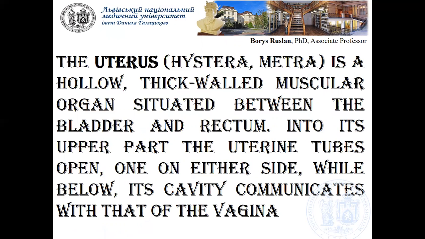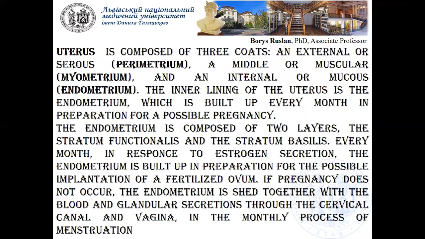The uterus, hysterometra, is a hollow, thick-walled muscular organ situated between the bladder and rectum. Into its upper part, the uterine tubes open, one on either side, while below its cavity communicates with that of the vagina. The uterus is composed of three coats: an external or serous perimetrium, a middle or muscular myometrium, and an internal or mucous endometrium.